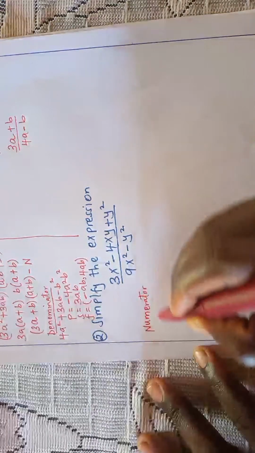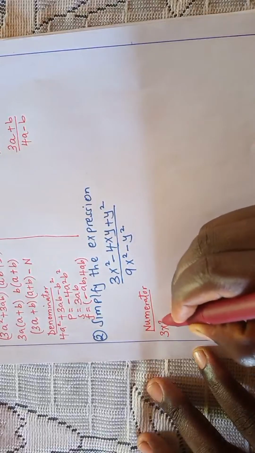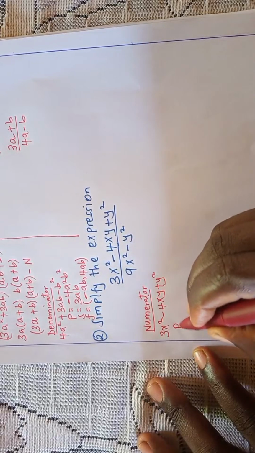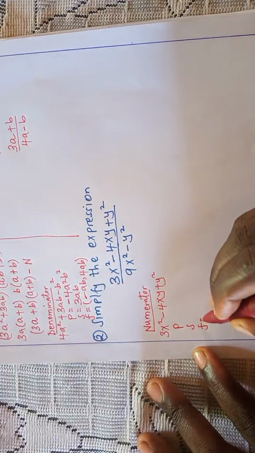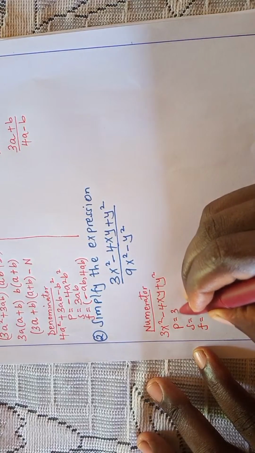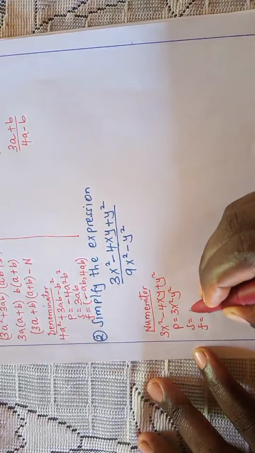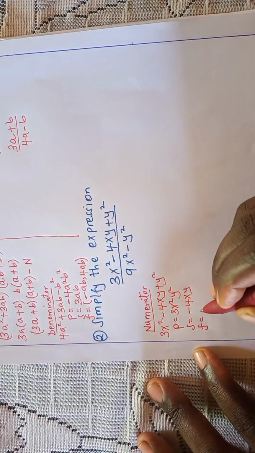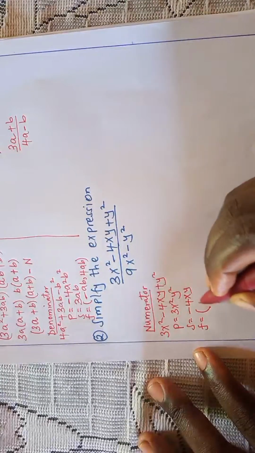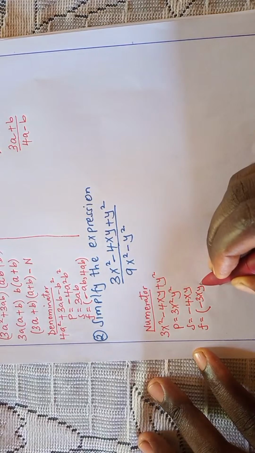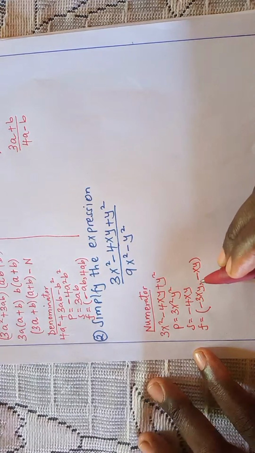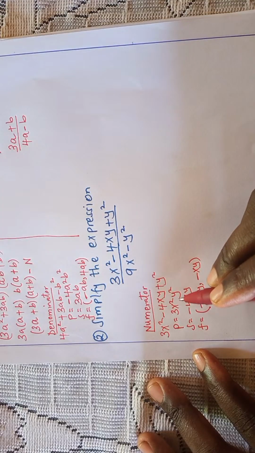The numerator part is in fact 3x squared minus 4xy plus y squared. What is the product? The sum and the factors that will give us product and the sum. The product is in fact 3x squared y squared, and the sum is negative 4xy. What about the factors? The factors in this case are going to be negative 3xy, and then the next one is negative xy. If you find the product of the two, you will surely get 3x squared y squared.